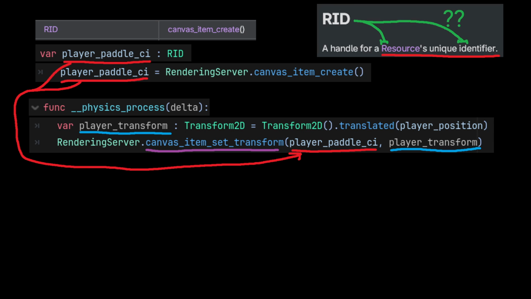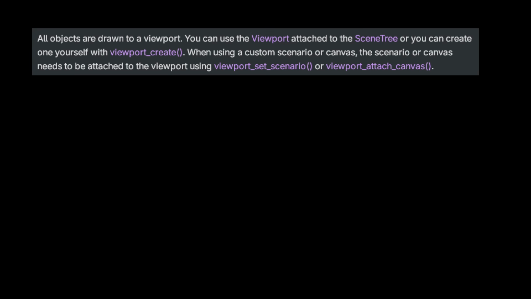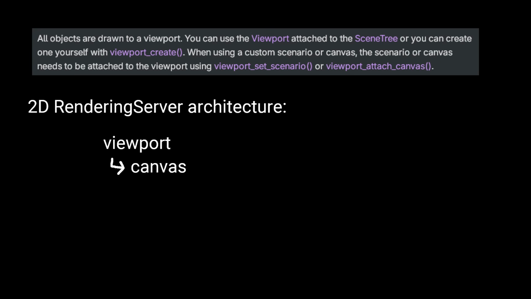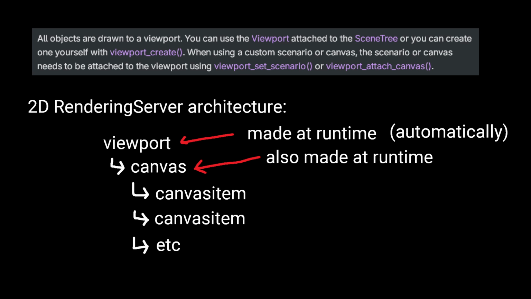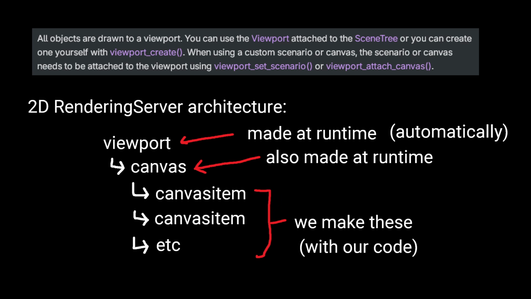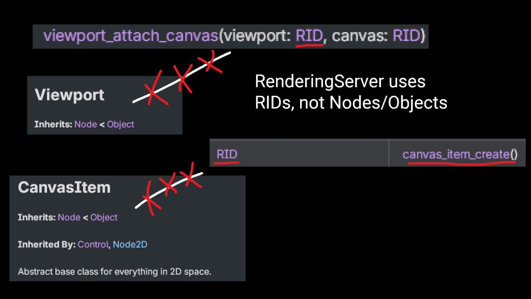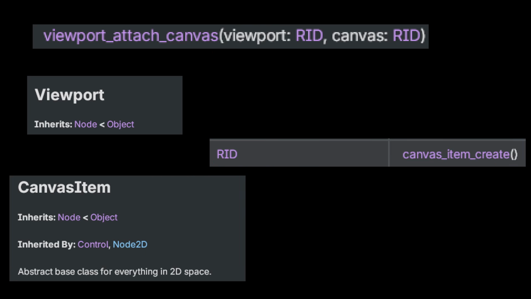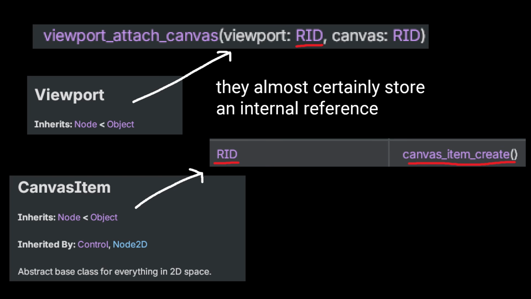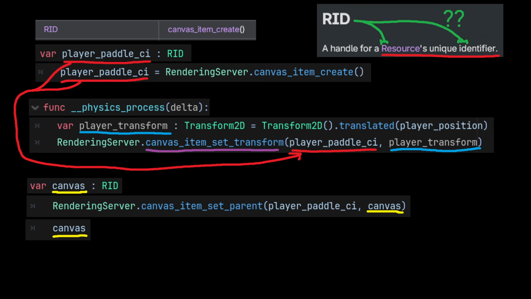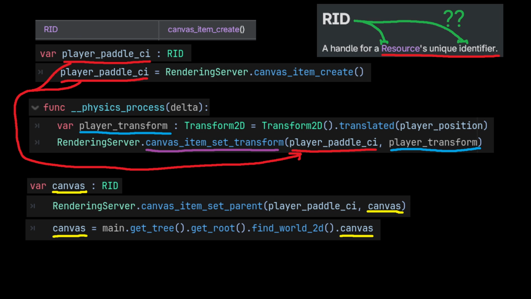The other thing we need to do is attach our created images to a canvas. The 2D RenderingServer functions off of its own tree of viewports, canvases, and canvas items. The main viewport has a primary canvas, and our images are canvas items that we attach to this primary canvas. Also, the viewport and canvas item that the RenderingServer uses are not the same as the viewport and canvas item nodes, but I'm 99% certain that when you make one of these nodes, the RenderingServer is making a corresponding version, and the nodes are internally storing an RID that they use to control their RenderingServer versions whenever you do anything to the node version. Anyway, we can get the canvas RID we need by calling node.get_tree().get_root().find_world_2d().canvas.